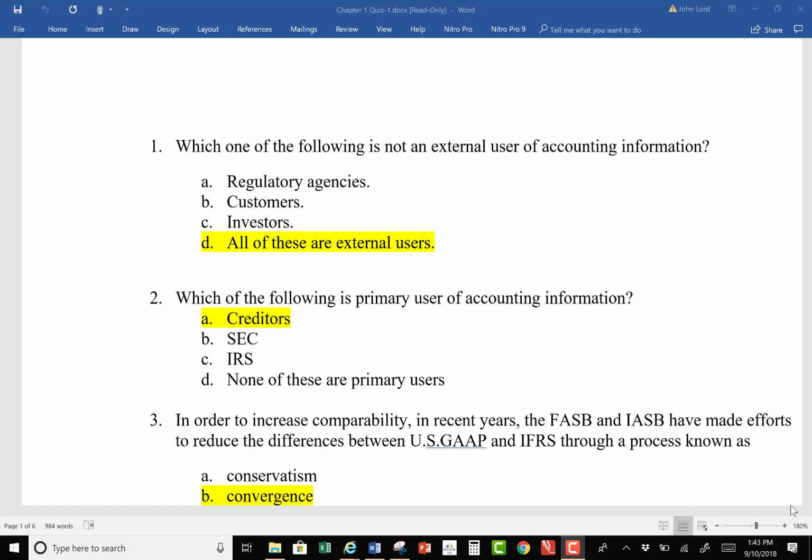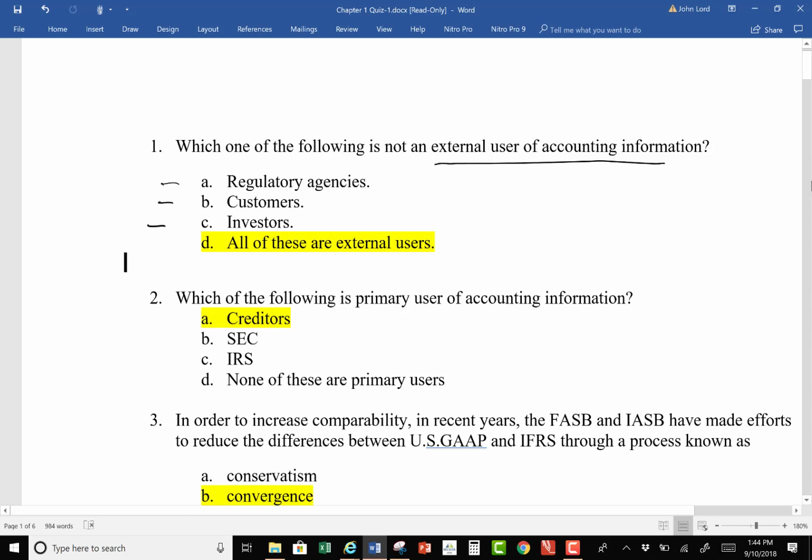So which of the following is not an external user? And they tell us here that what? All of these are external, right? I think we saw something. Did we go through this same one? Yeah. I think embedded in the slides or in this file.